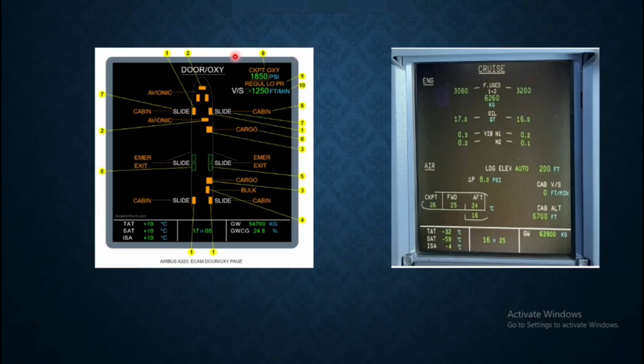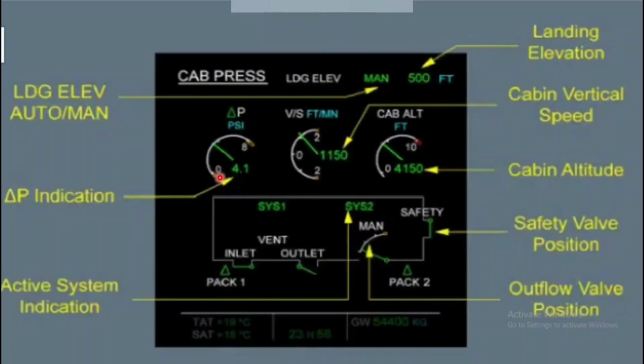Wherever you get a pressurization-related indication: if you look at the door page, you will find the cabin vertical speed on the door page, and in cruise you will find the cabin vertical speed on the cruise page. Cabin altitude depends on the phase of flight. I have already uploaded a video on the phases of flight, and I have also discussed all the indications on the cruise page, so we will not discuss them here. This is your cabin pressure system page, and complete indications will come on that. A video about all the indications, normal and abnormal conditions, is also available on my channel, so we will not cover it here.